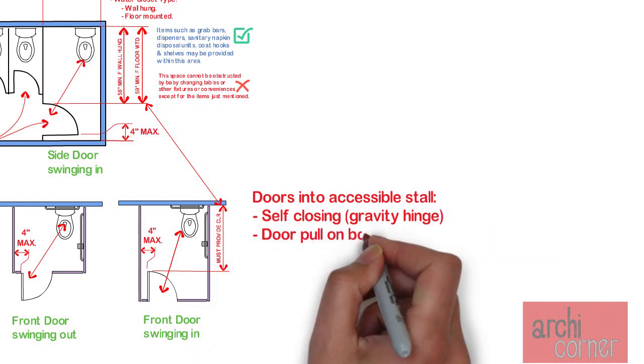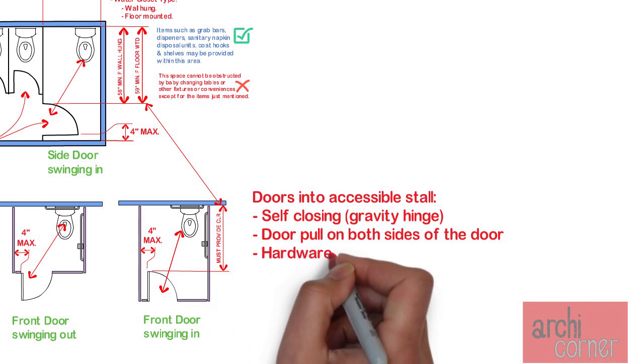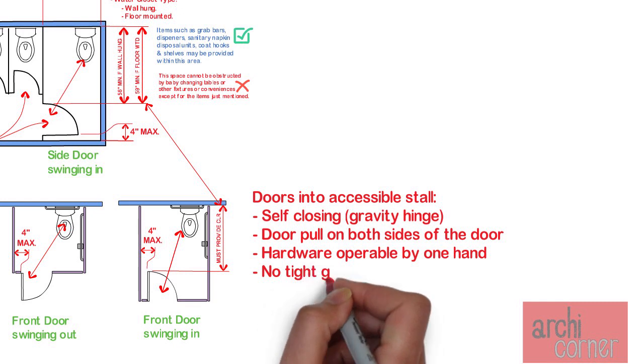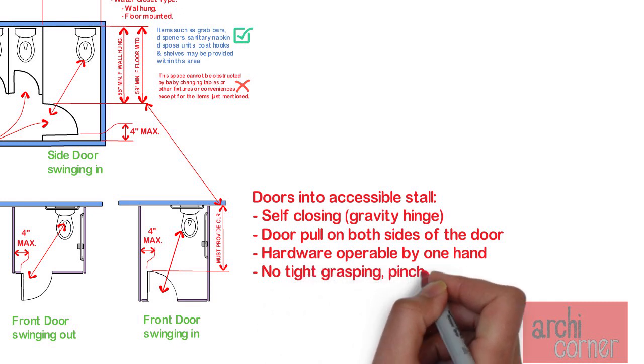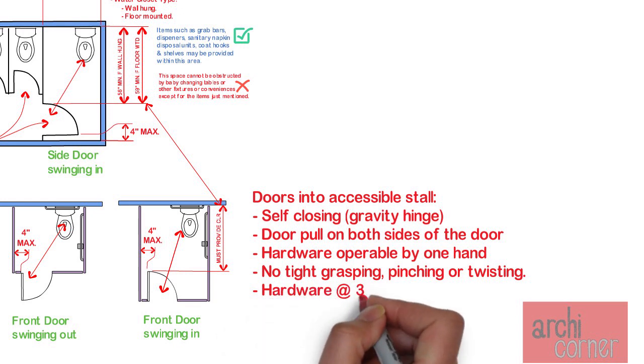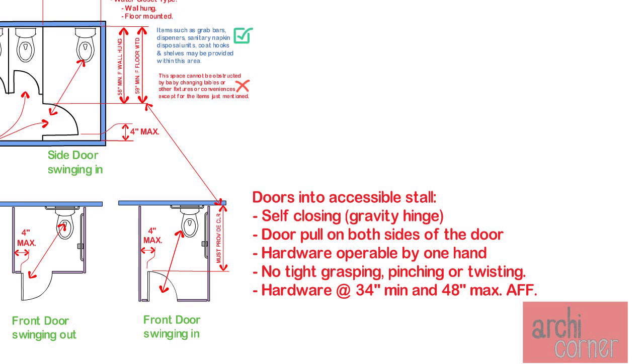A door pull must be placed on both sides of the door near the latch. Now for the operation of the hardware, it must be operable with one hand and cannot require tight grasping, pinching, or twisting of the wrist. It should also be between 34 inches minimum and 48 inches maximum above the finished floor.